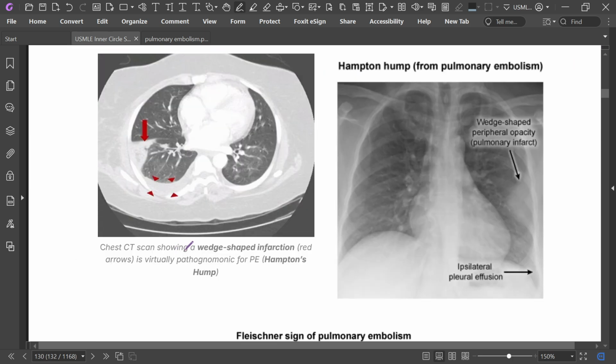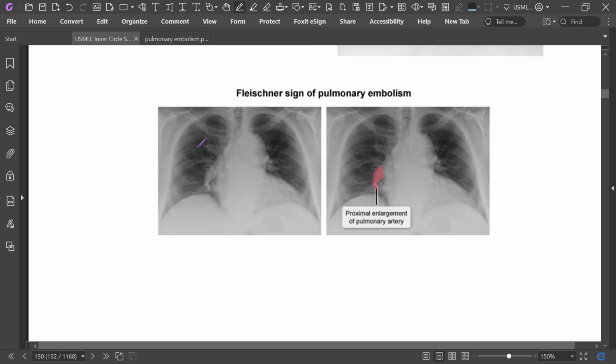Look at here. This is the Hampton hump, a wedge-shaped peripheral opacity on chest X-ray, with lateral pleural effusion. CT scan shows wedge-shaped infarction. It looks like the Hampton hump.